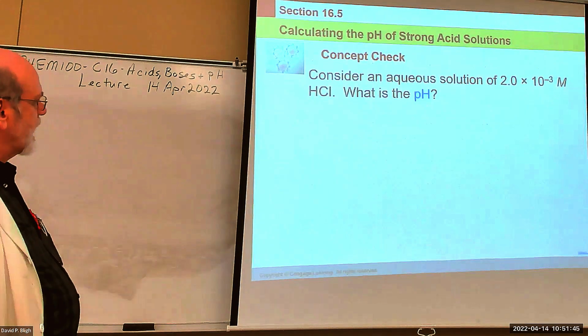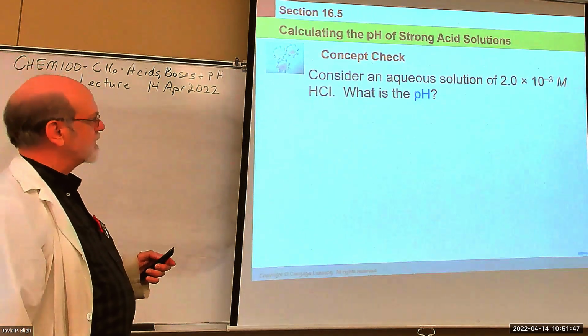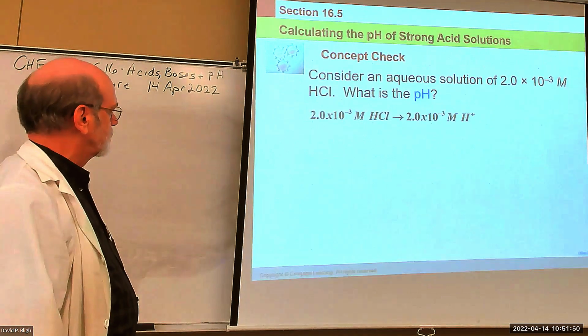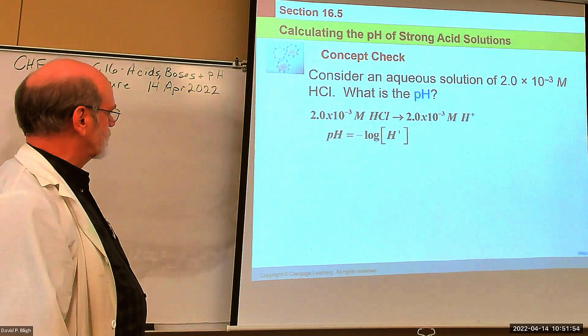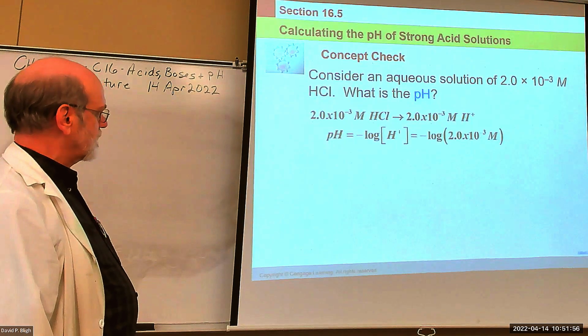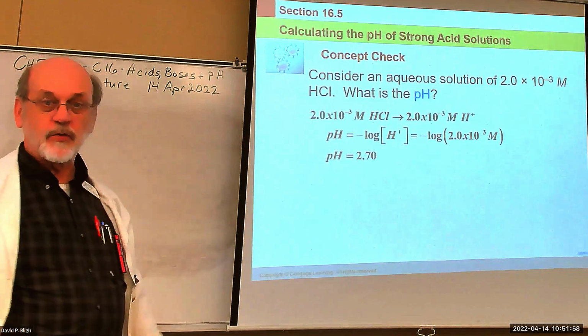Okay, how about this one? Aqueous solution of HCl is 2 times 10 to the minus 3. What's the pH? Well, there's a hydrogen ion concentration. We just take the negative log of it, and the pH is 2.7.